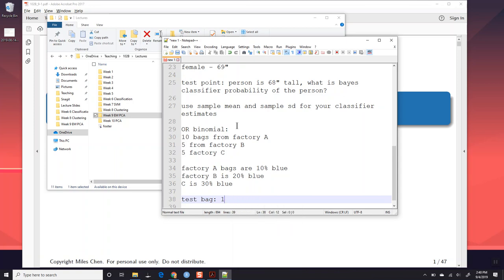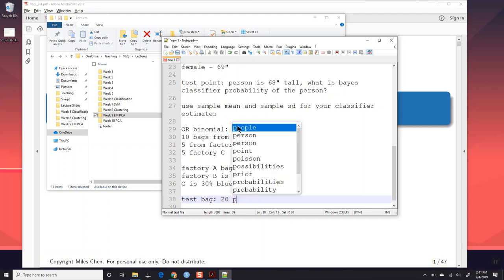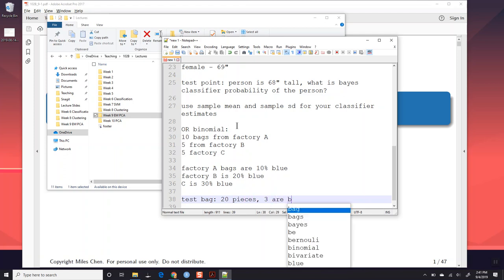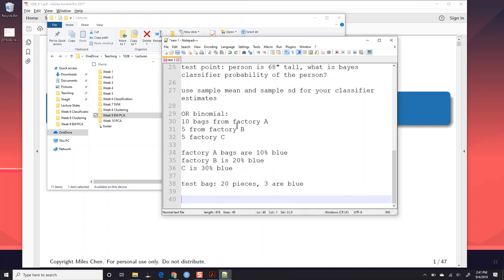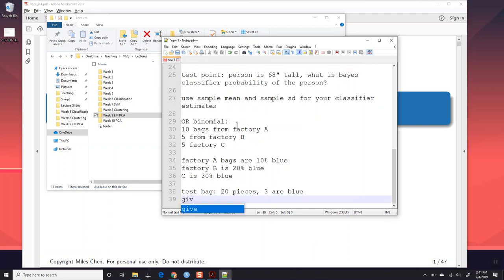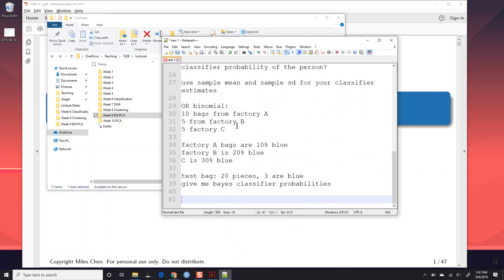We'll say, 50 pieces and 30, wait. 15%. How do we get 15%? I don't know. All right, 20 pieces and 3 are blue. Okay. All right. Give me Bayes classifier probabilities. I don't know. Something like that, right?